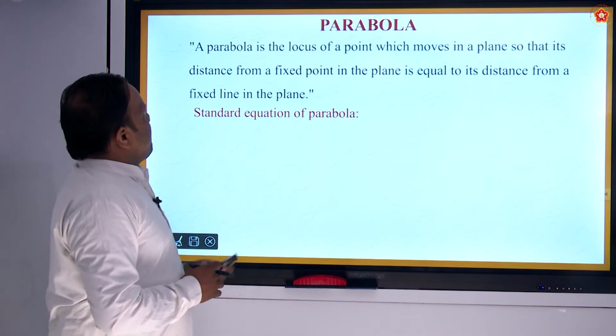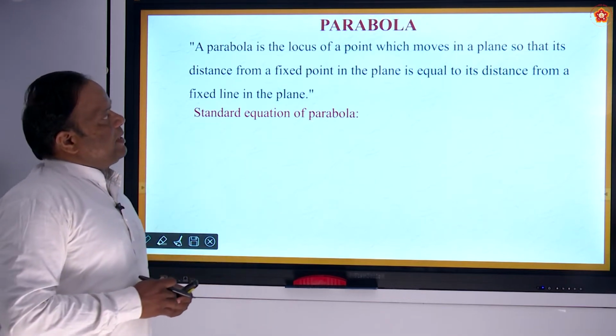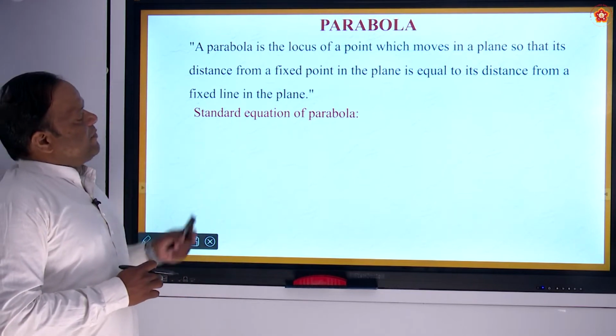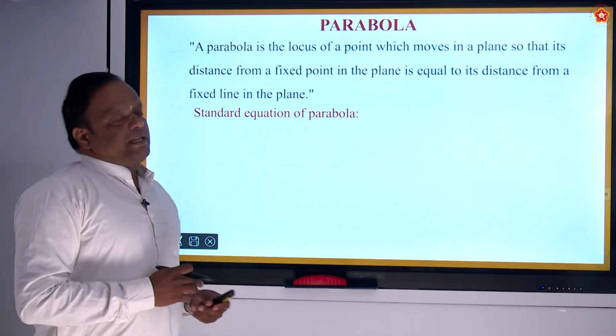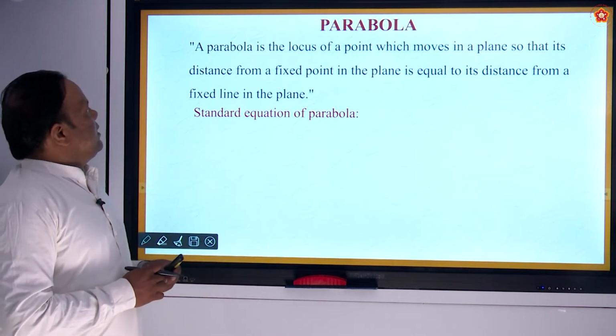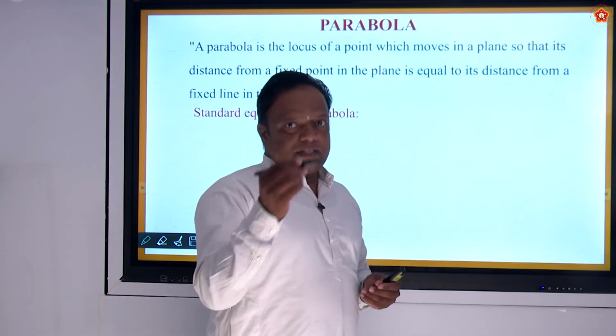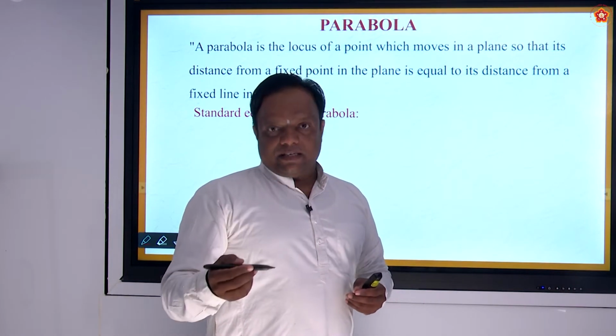First definition. A parabola is the locus of a point which moves in a plane so that its distance from a fixed point in the plane is equal to its distance from a fixed line. So, already we have seen the fixed ratio of fixed point to fixed line, that is called eccentricity.